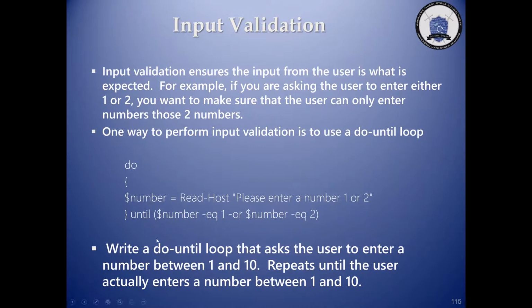All right. So I want you to go ahead, write a do until loop that asks the user to enter a number between 1 and 10. And I want you to repeat that until the user actually enters a number between 1 and 10. So if they enter 15, it needs to repeat. If they enter a negative number, it continues to repeat until they enter number 1, 2, 3, 4, 5, 6, 7, 8, 9, or 10. All right, so a number between 1 and 10. I'll go ahead and show you how I would do it, but again, I want you to really work on it and see if you can do it on your own. And then once you get it, you can go ahead and see the way that I did it.